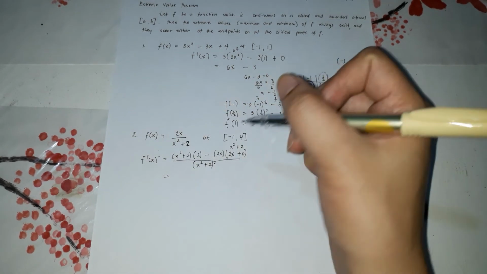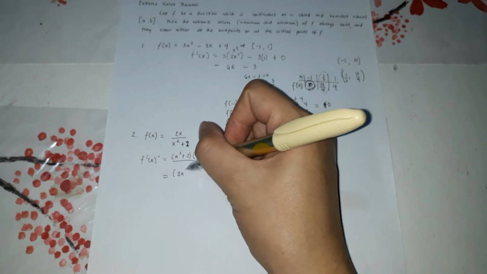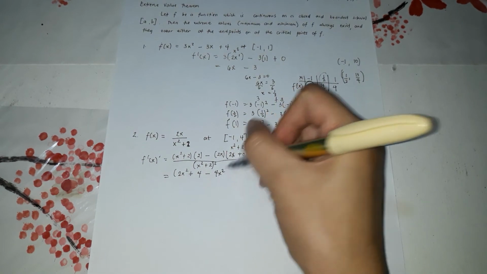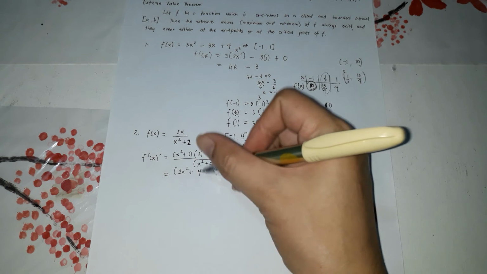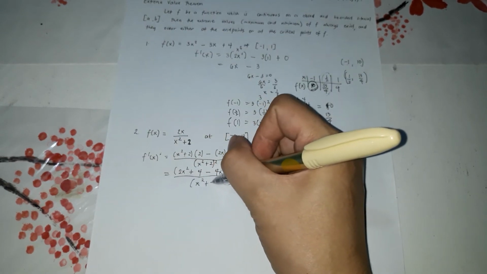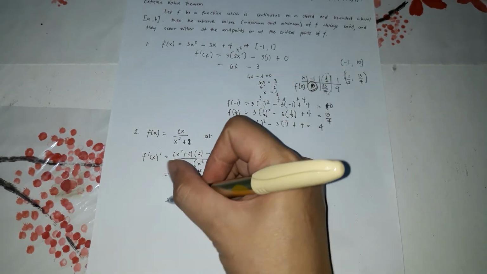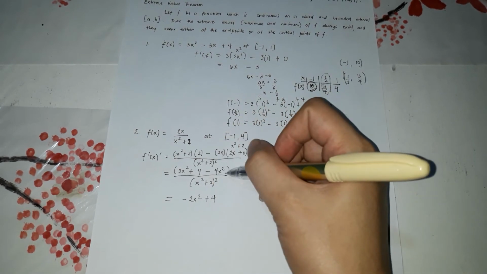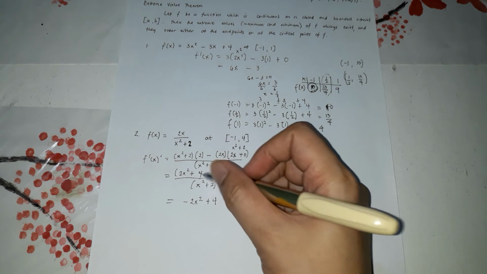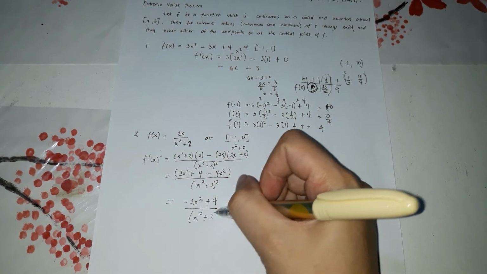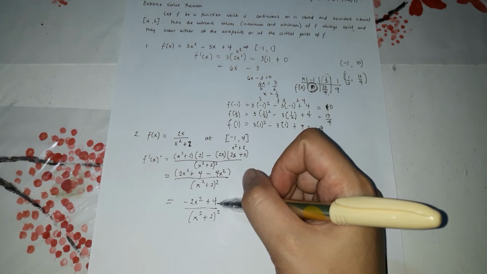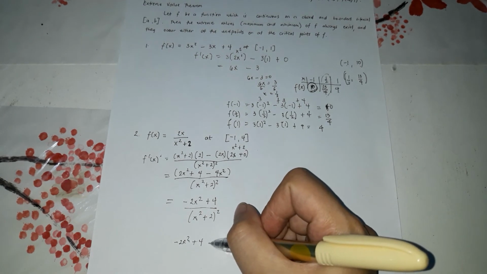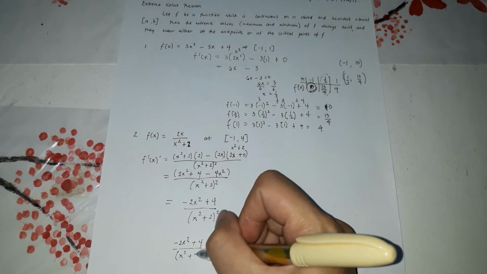This is the quotient rule. So multiply: 2x squared plus 4 minus 2x times 2x, that's 4x squared, and 2x times 0 is 0, over x squared plus 2 squared. So simplify, it will become negative 2x squared plus 4. 2x squared minus 4x squared is negative 2x squared, copy the 4, over x squared plus 2 squared. You cannot simplify this further, so we're just going to equate this to 0: negative 2x squared plus 4 over x squared plus 2 squared equals 0.